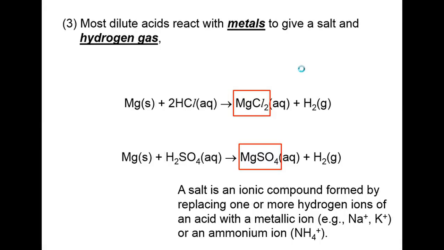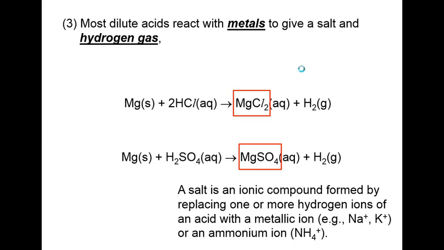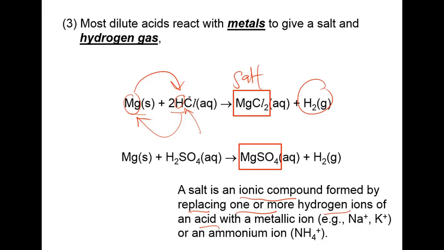Now we come to some of the chemical reactions that acids undergo. So if the question were to ask you to describe a chemical property of an acid, you will need to list down the chemical reactions. So for example, one of them is the acid-metal reaction. Acids react with metals to give us the salt and hydrogen gas. So the salt, if you observe, is essentially H being replaced by the metal. A salt is actually an ionic compound. It is formed by replacing one or more of the hydrogen ions of the acid with a metallic ion.